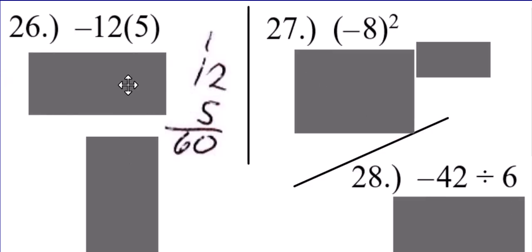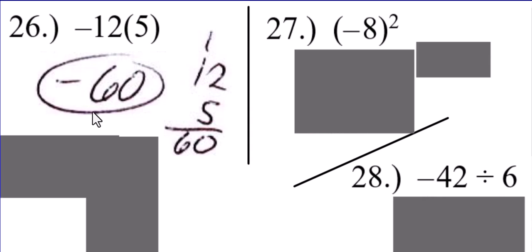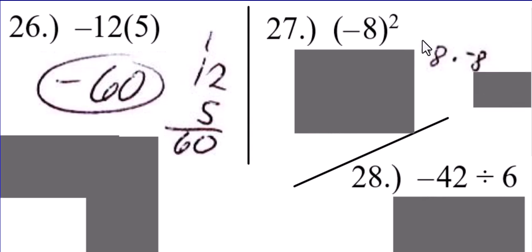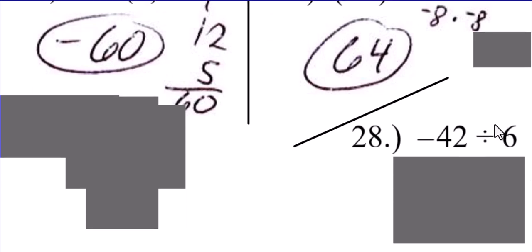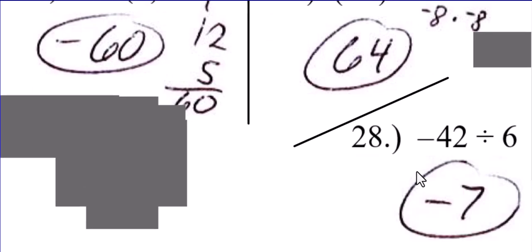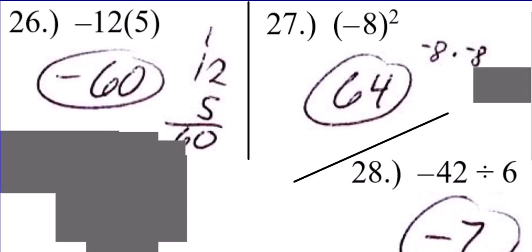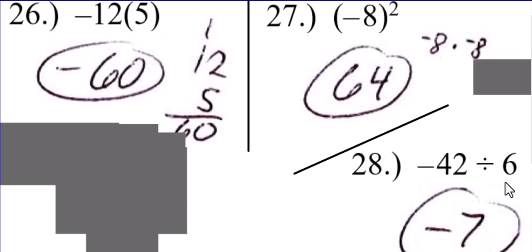You went off to the side, got 60. It's a negative this time because they had different signs. Even exponent, number 27. This really means a negative times a negative, which is a positive. And finally 28. You can probably divide here in your head, giving you negative 7. Oh, negative 7 because they had different signs. Feel free to hit pause in the video if you have to fix any of your work.